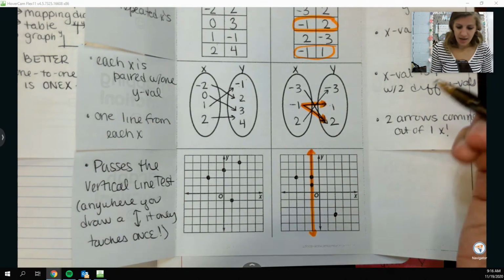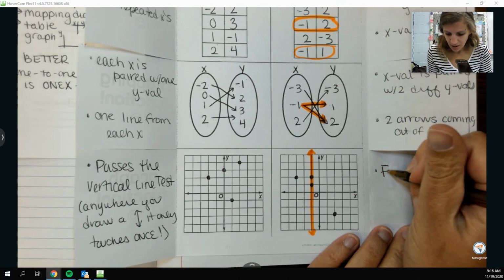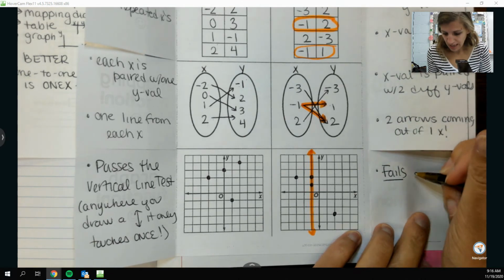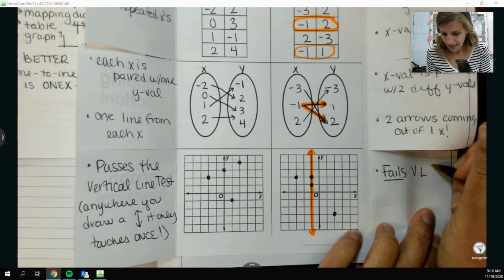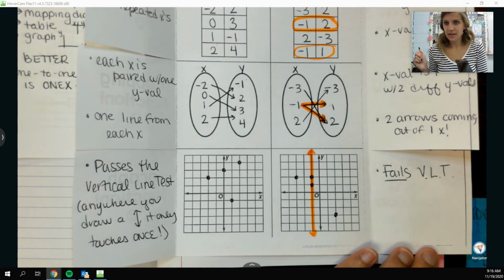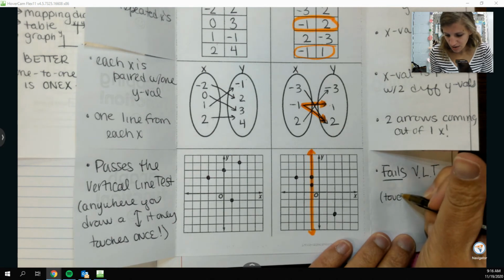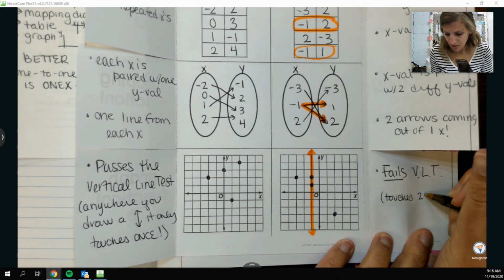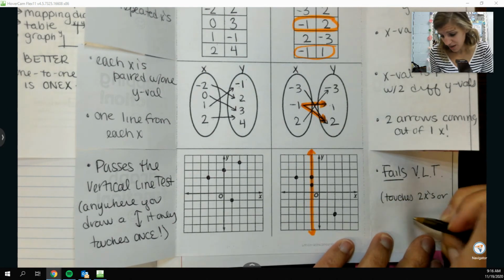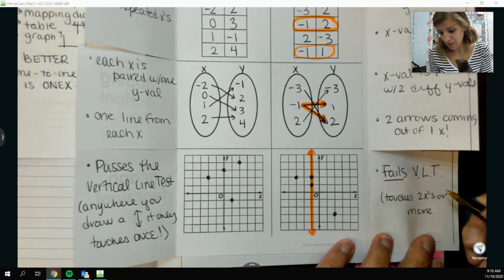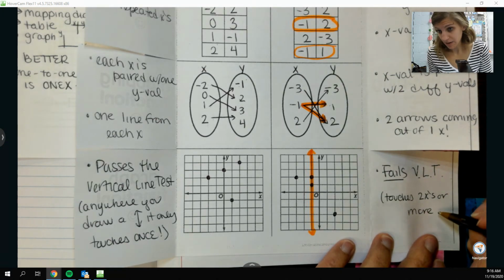Okay, so this fails the vertical line test. Vertical line test, VLT. Touches twice, 2 times, or more. I mean, if it touched more, that'd be even worse, but if it touches twice, that's enough.